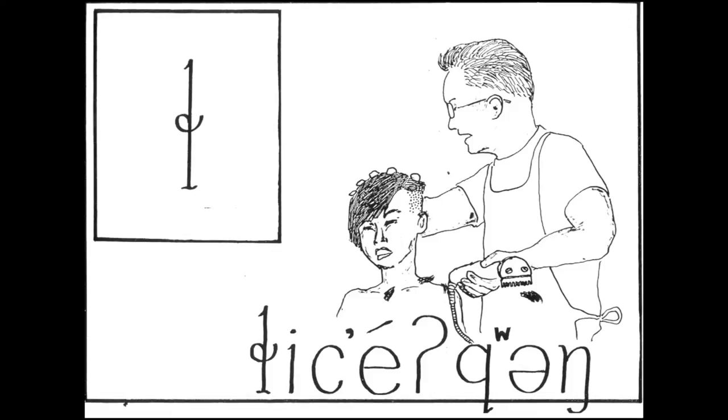The next letter is called a barred L, and is described as a juicy sound. Hold your tongue in position for a T and blow. It's in the Klallam word for haircut.